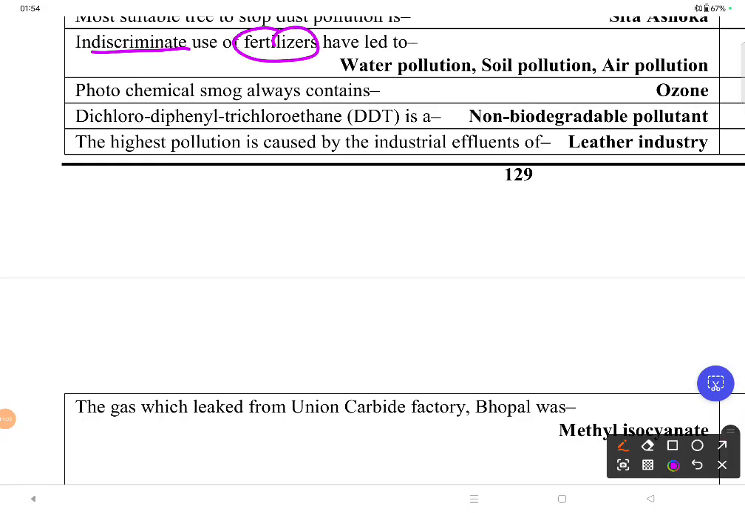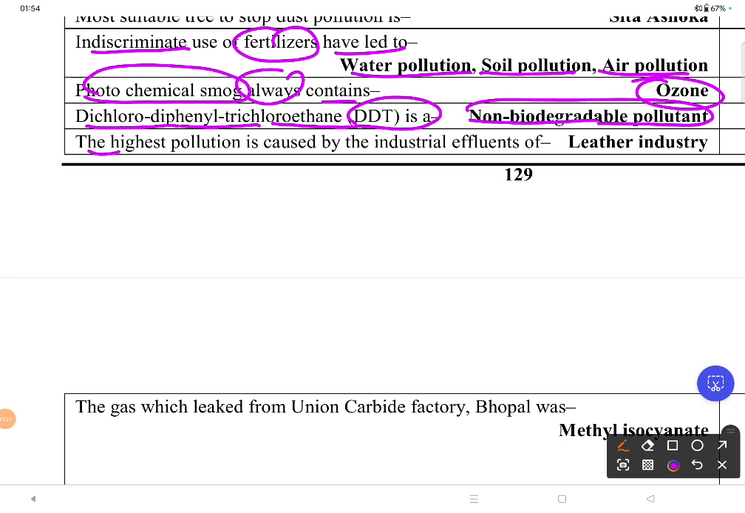Indiscriminate use of fertilizers has led to water pollution, soil pollution and air pollution. Photochemical smog always contains ozone. Dichloro-diphenyl trichloroethane, DDT, is a non-biodegradable pollutant. The highest pollution is caused by industrial effluent of the leather industry.